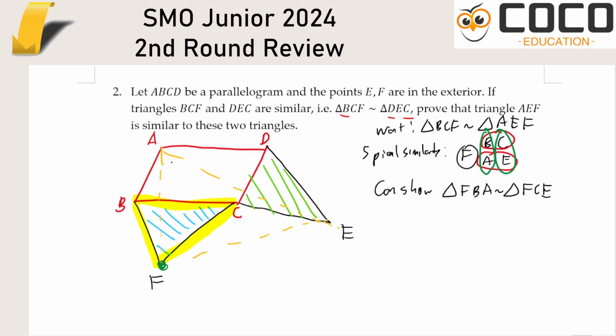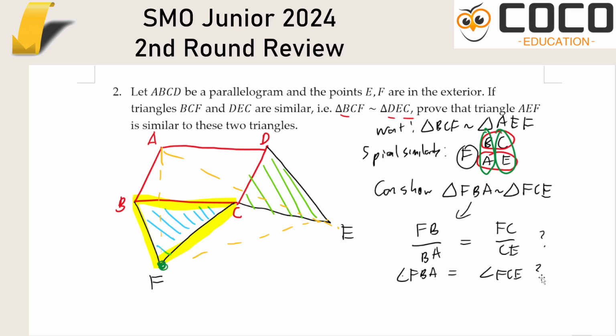Because I don't really like AF or EF. But I'm going to have access to FB and BA. FC over CE. And of course the same thing with the angles, FBA and angle FCE. Those are more accessible because they are related to the similar triangles and the parallelogram.